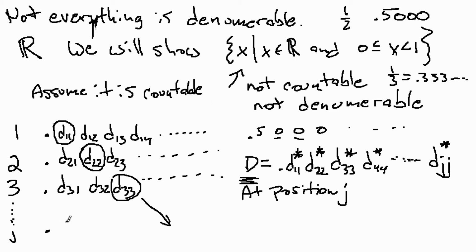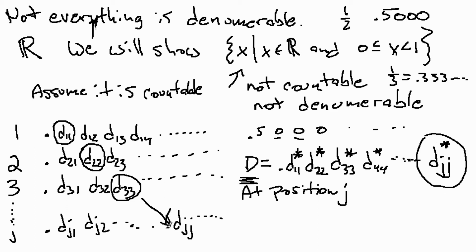And remember, J is point DJ1, DJ2, and we come all the way out here to DJJ, and it keeps going. And by construction, this digit here is different than this digit here. So if these two digits are different, then this number here can't be this number here. So the conclusion is I constructed a number that's not on the list.